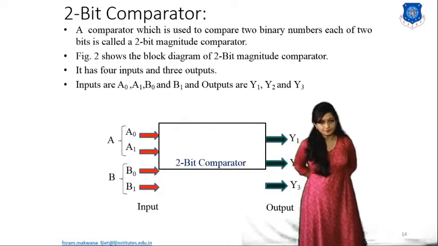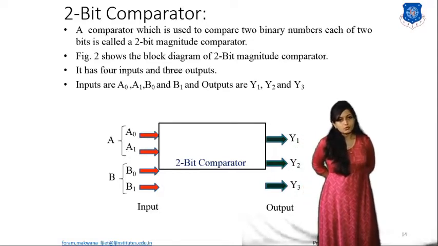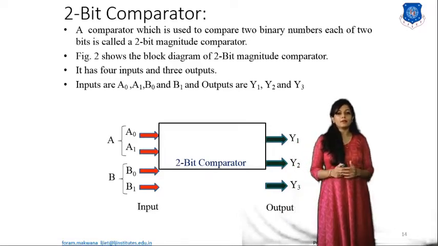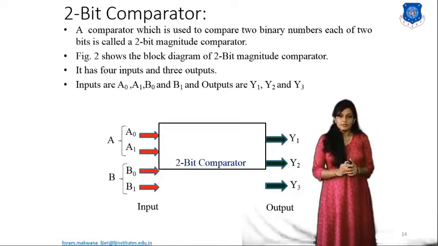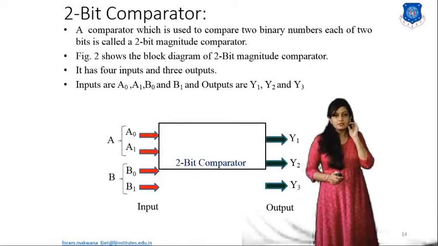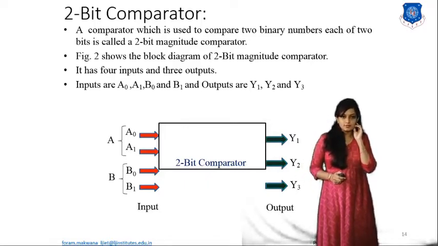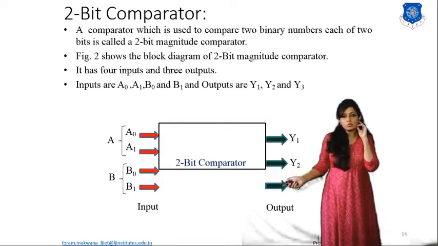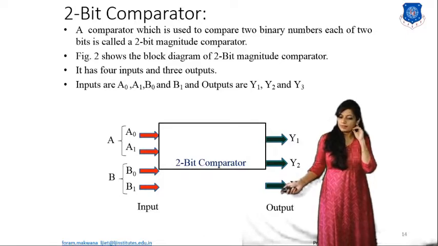Alright. So a 2-bit comparator is also used to compare two binary numbers, each of them having 2 bits. So this diagram is the block diagram of a 2-bit magnitude comparator.